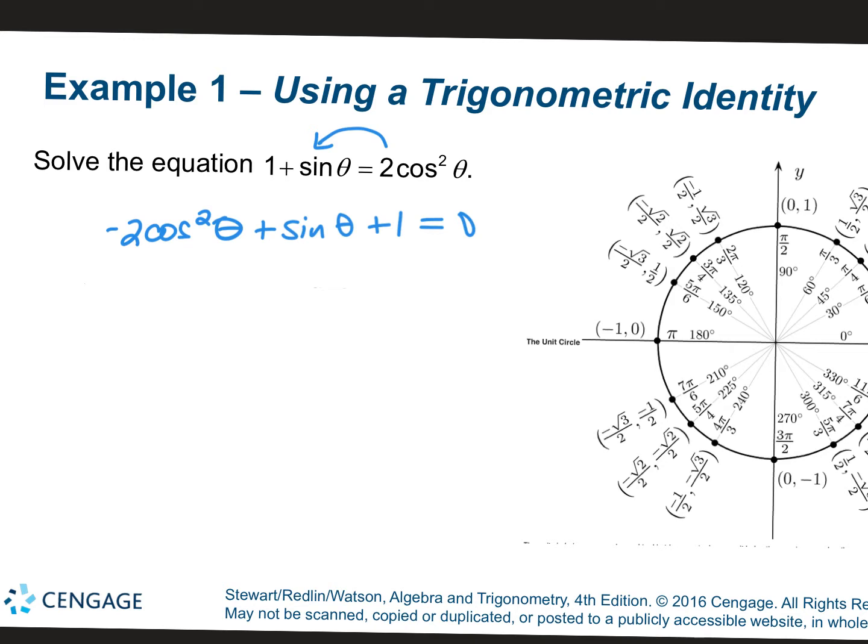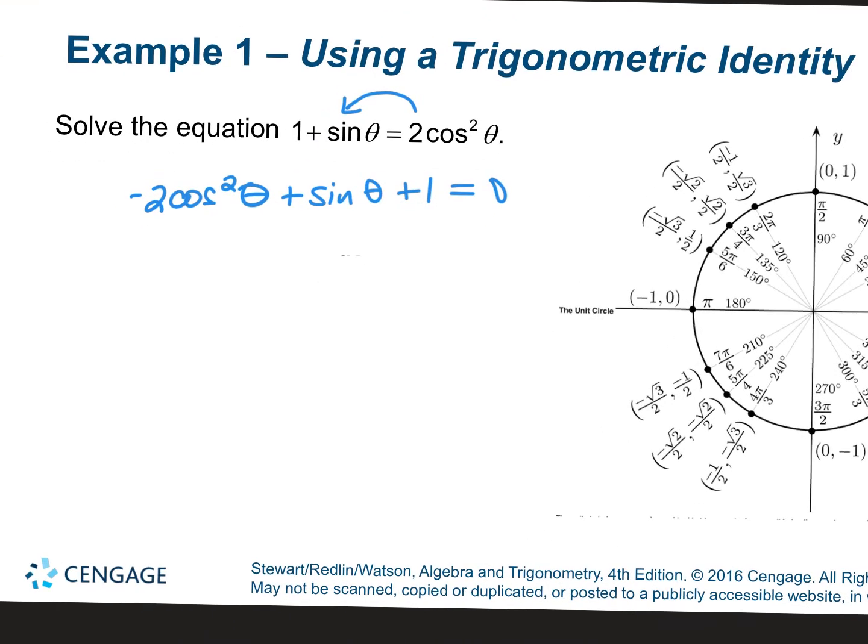Question? Would it be wrong if you just did 1 plus sine theta minus 2? No, that's fine. The only reason I wrote it like that is because when we go to factor, you're going to want everything to be in descending order. But it's fine if you left it like that for right now.